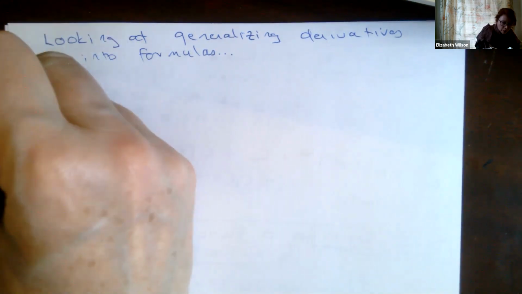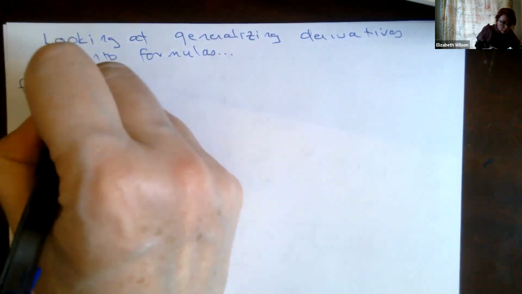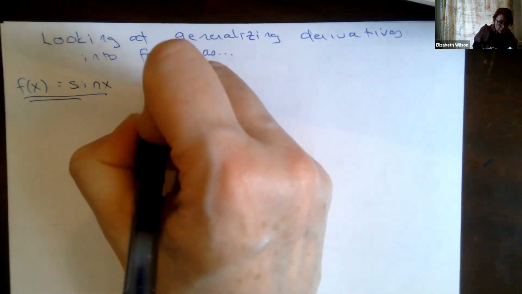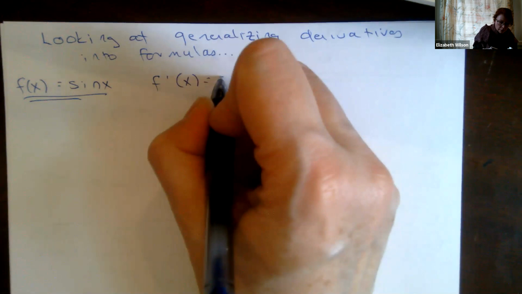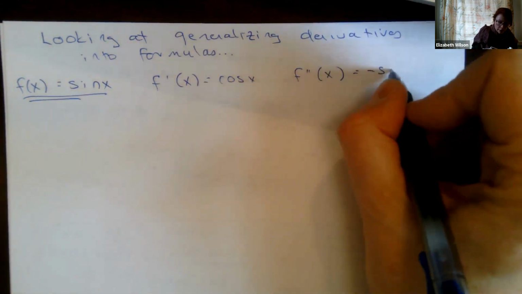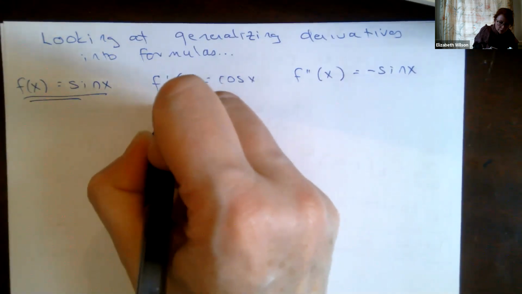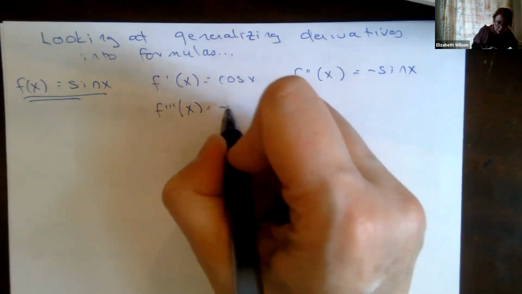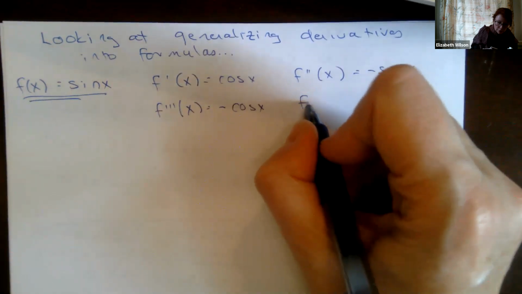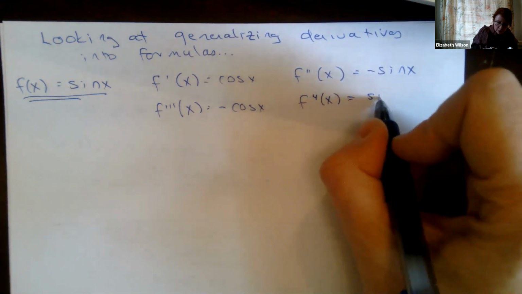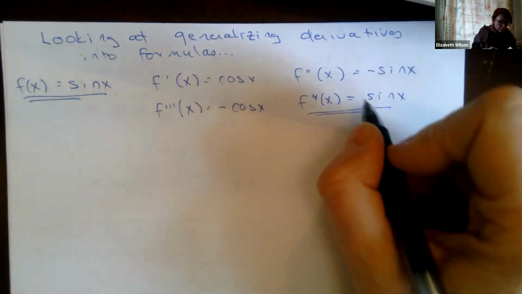So let's think about if our function is equal to the sine of x. I said it loops around, right? So my first derivative is cosine. My second derivative is equal to minus the sine. My third derivative is equal to minus the cosine of x. And my fourth derivative is finally going to loop back to sine of x. So it looped back around.